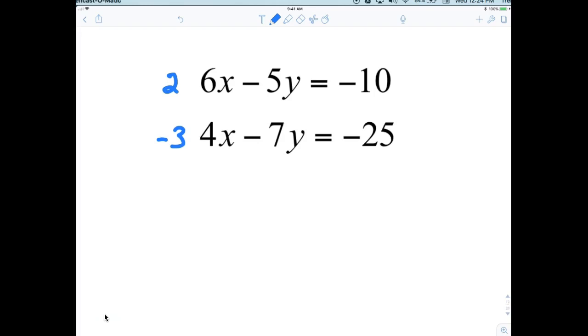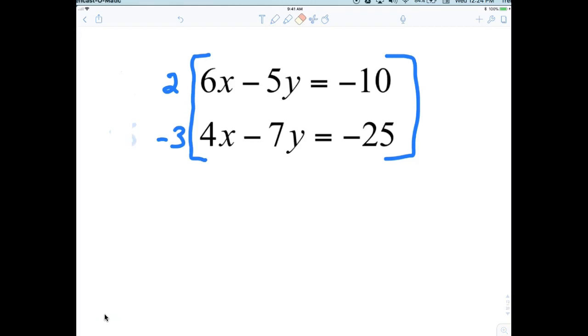Now, just to make sure you understand what I say, because some people see it differently: if I wanted to eliminate the y, I could multiply the top equation by 7 and the bottom equation by negative 5. Again, it makes no difference. But to me, I just see the x, so I'm going to go ahead and take care of that first.